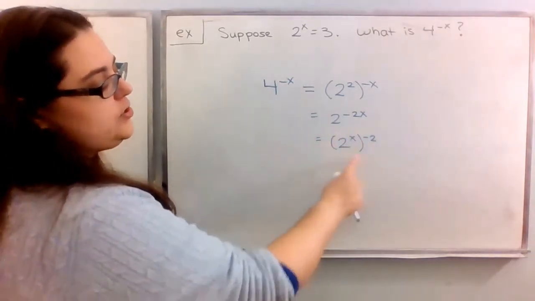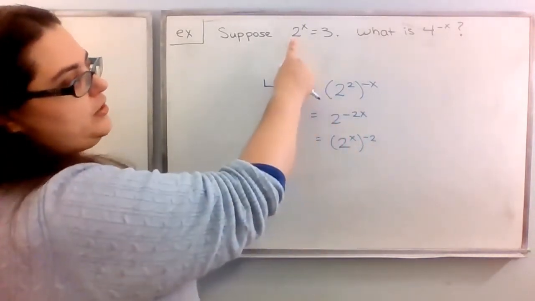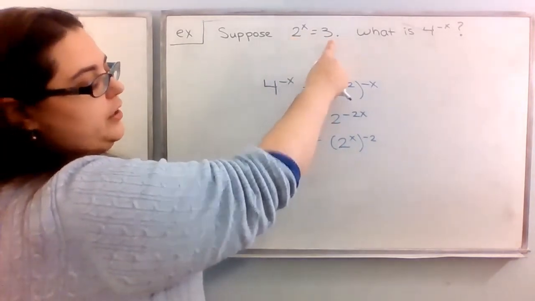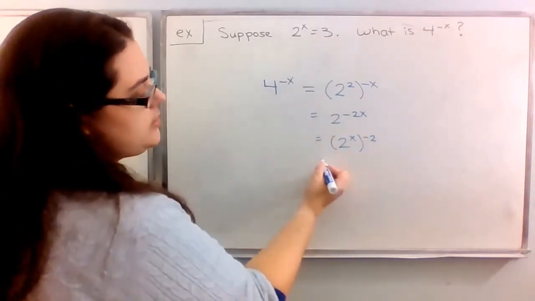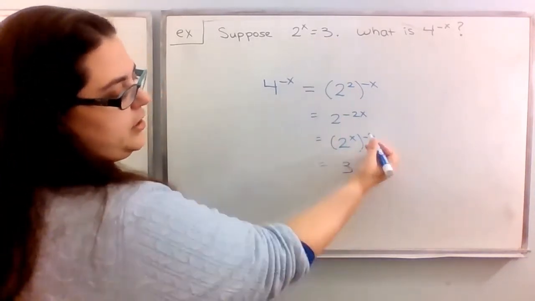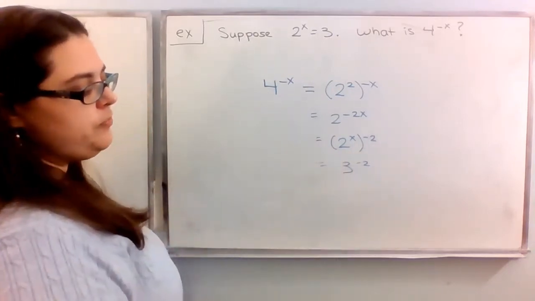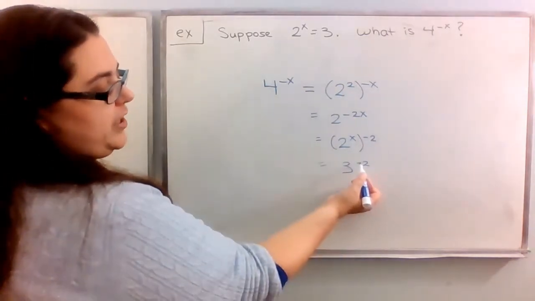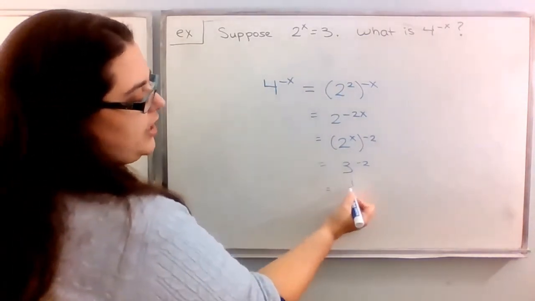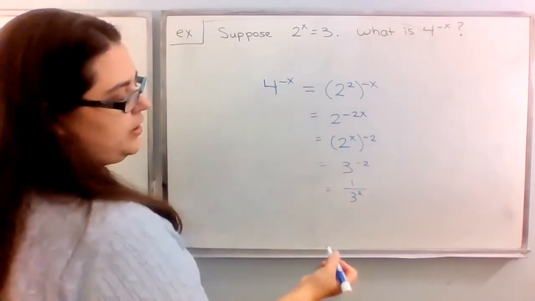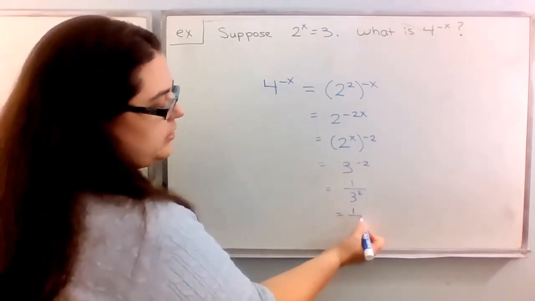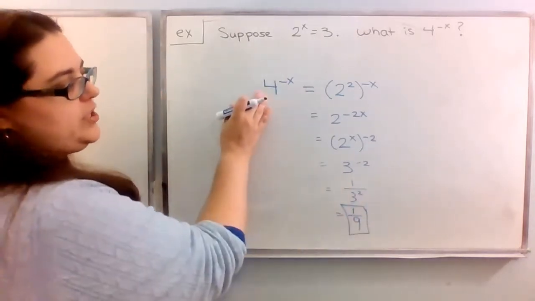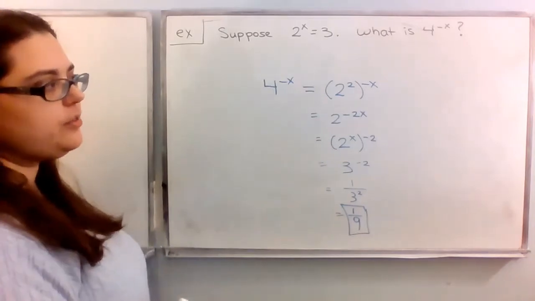That's how we end up getting 2 to the x, which is our key that we know is equal to 3. So because 2 to the x is equal to 3, I can replace this 2 to the x with just a 3 and bring down that minus 2. And now it's just a matter of simplifying this expression. Because we have a negative exponent, I can write this as 1 over 3 squared, and 3 squared is 9. So we end up getting that 4 to the negative x is equal to 1/9.